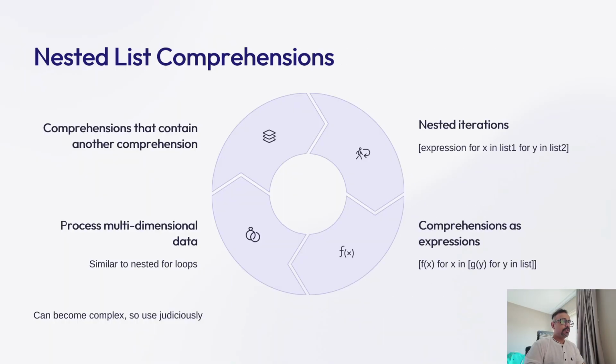Now, let's talk about nested list comprehensions, which allow you to work with multi-dimensional data or perform multiple levels of iteration. There are two main types. One is nested iterations and one is comprehensions as expressions.